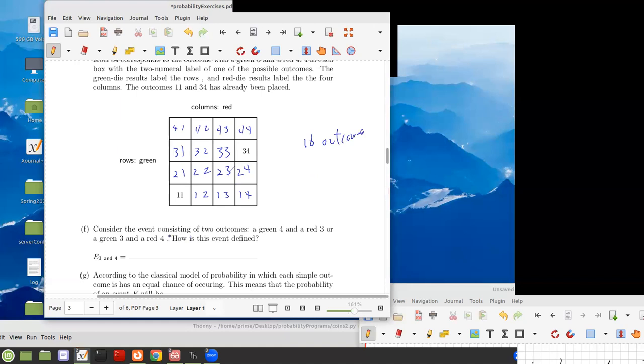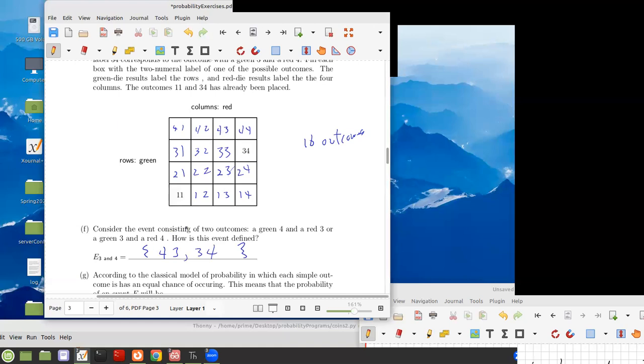Okay, now consider the event consisting of 2 outcomes, a green 4 and a red 3, or a green 3 and a red 4. How is this event defined? Well, it should be 4, 3, 3, 4. And you can see up here, it's going to be these two elements that would be in this set.